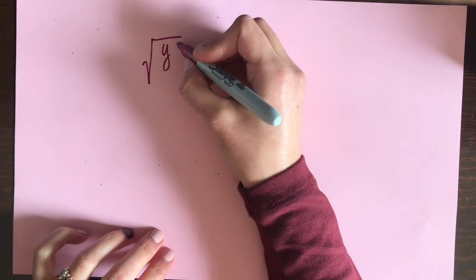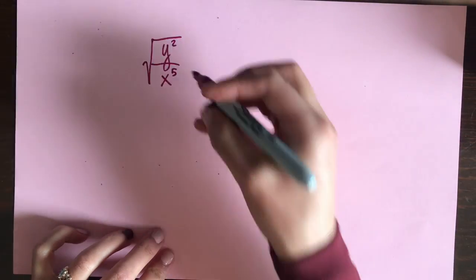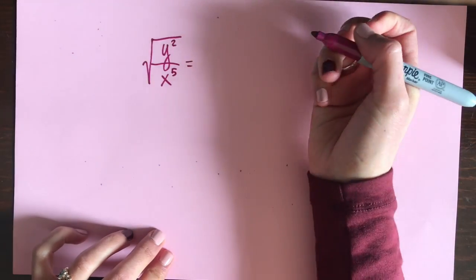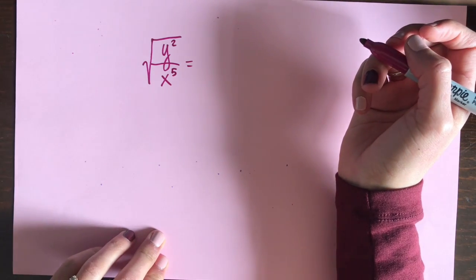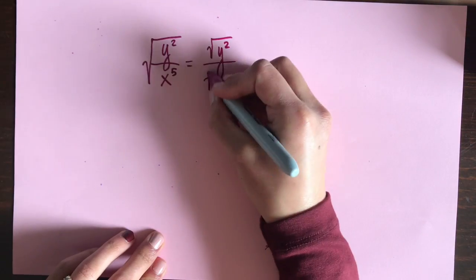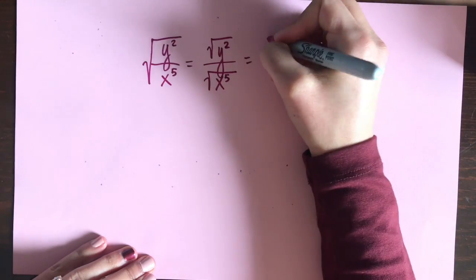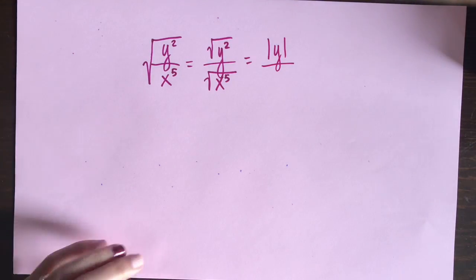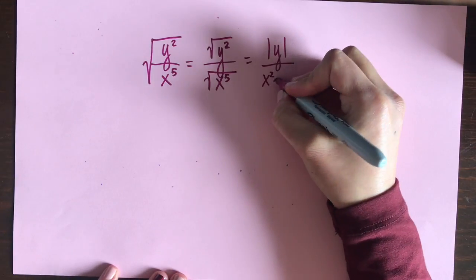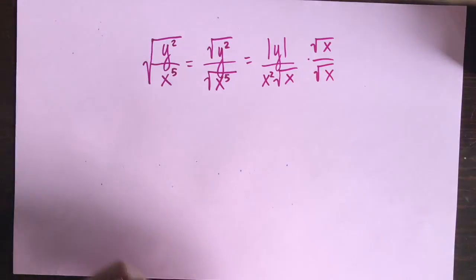Suppose I have a radical over a fraction. I have y squared over x to the 5th power. So I'm going to take the radical over the top and the bottom. Okay, so I'm going to have a radical y squared on the top and a radical x to the 5th. We remember from earlier that the square root of y squared is just y. But remember, I'm always going to take the positive solution, so it's going to be the absolute value of y.